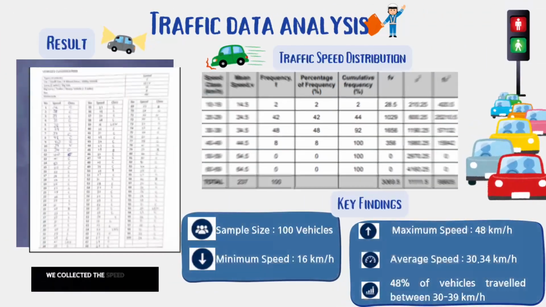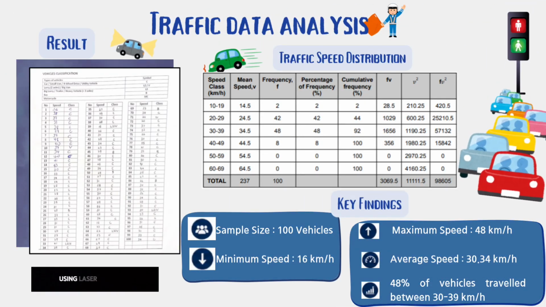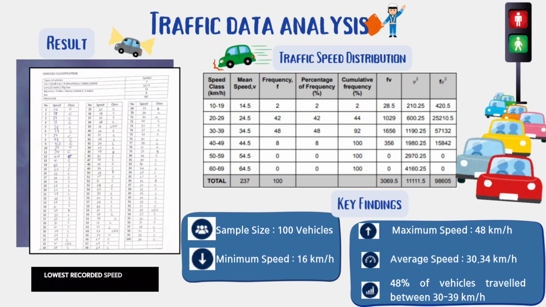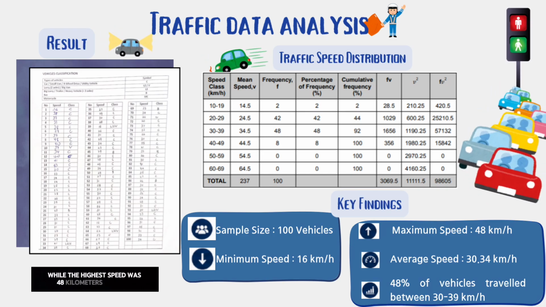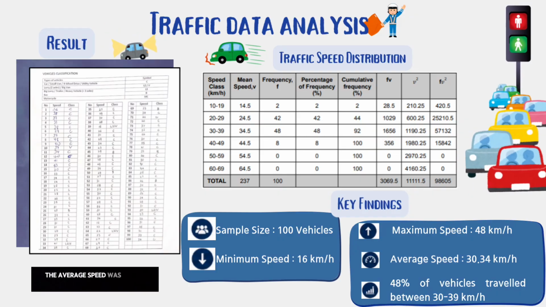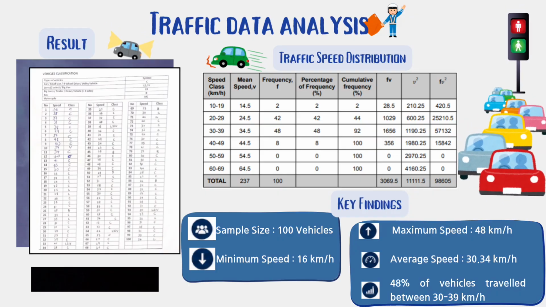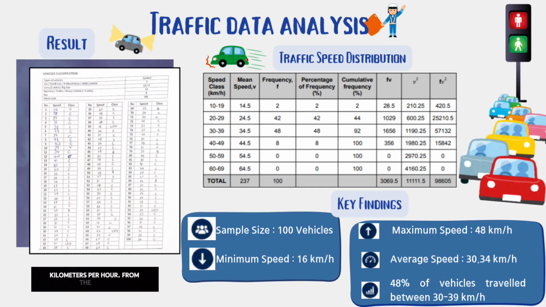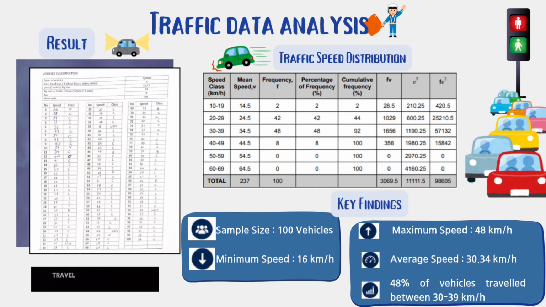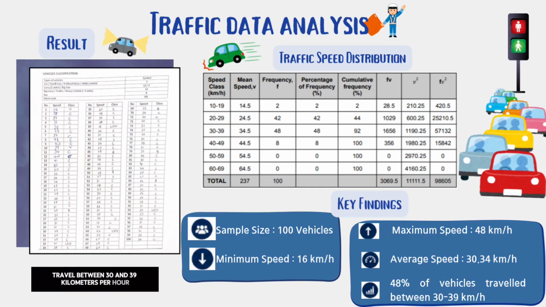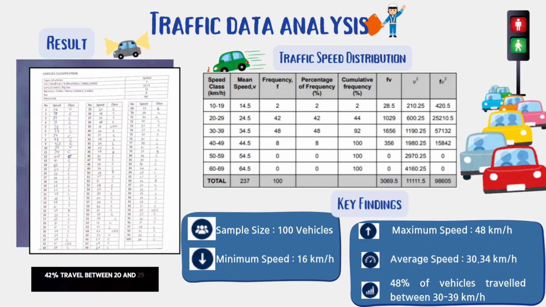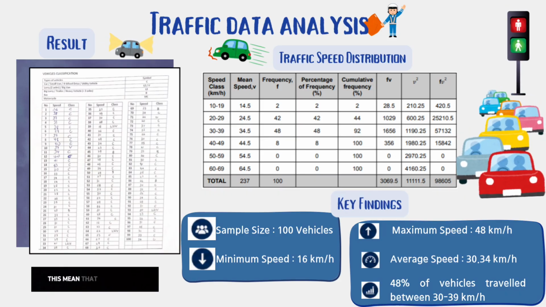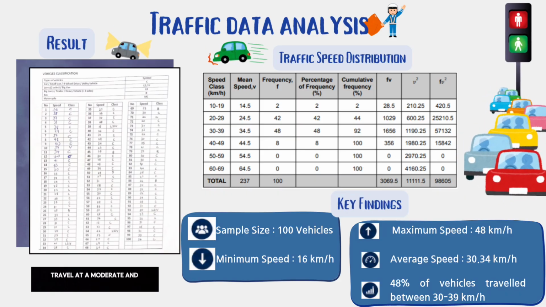We collected the speed data of 100 vehicles using the laser speed gun. The lowest recorded speed was 16 km per hour, while the highest speed was 48 km per hour. The average speed was about 30.34 km per hour. From the table, 48% of vehicles travel between 30 and 39 km per hour, which is the highest percentage. Another 42% travel between 20 and 29 km per hour. This means that most drivers travel at a moderate and steady speed.